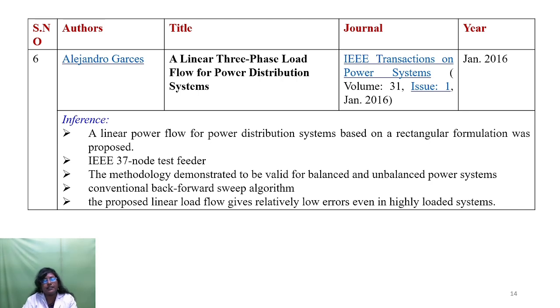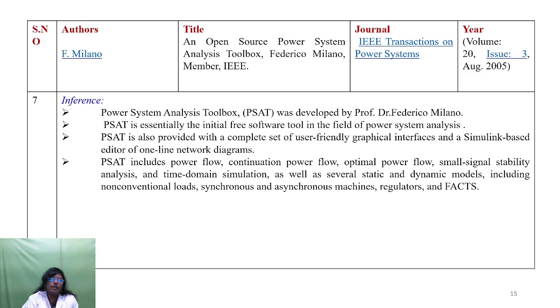So here, for a 3-phase unbalanced system, they are using the IEEE 37 bus test feeder, and they used the conventional method of linear power flow, which is based on rectangular formulation. They are using a forward backward sweep algorithm as the proposed method, and this linear flow method gives relatively low errors even in highly loaded conditions.